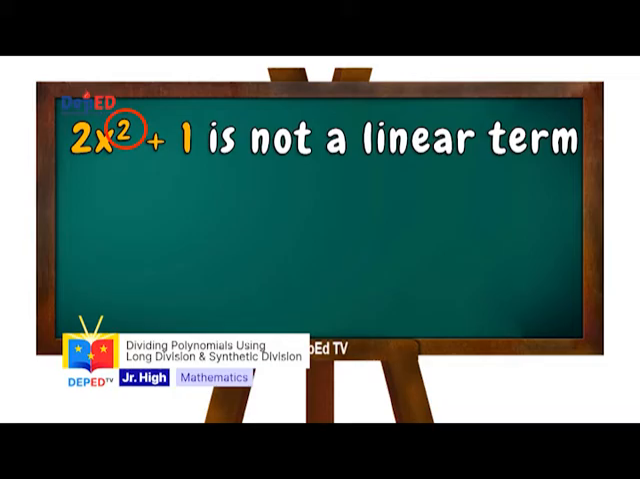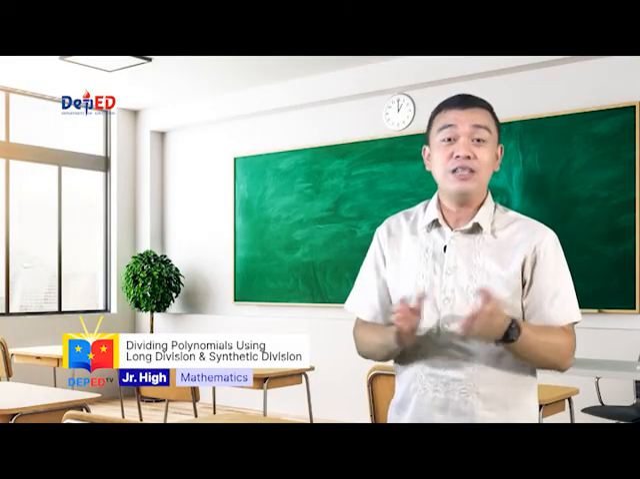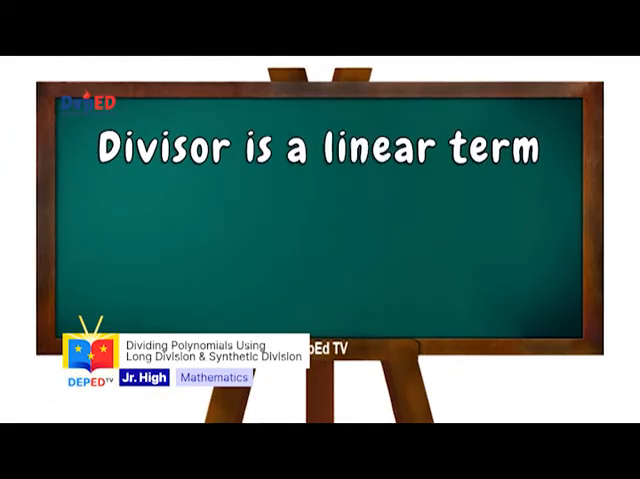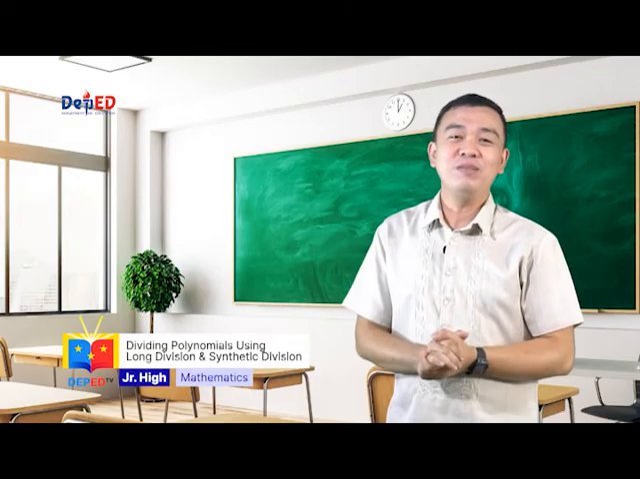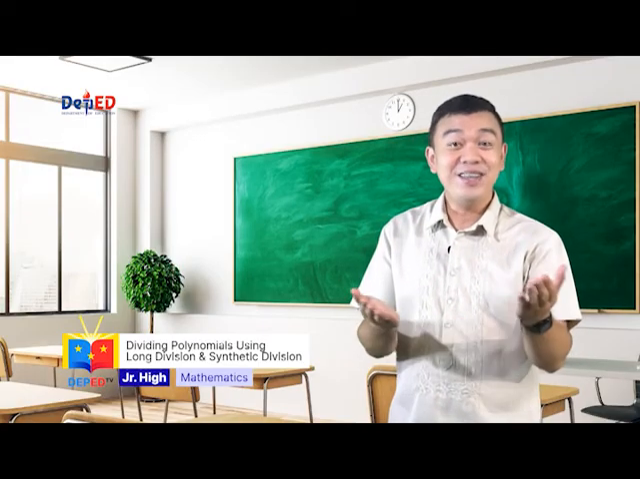Now, if you can see, the divisor 2x squared plus 1 is not a linear term, since it has 2 as the degree of the polynomial. Therefore, synthetic division cannot be used in this type of polynomial. Take note, synthetic division can only be used when the divisor is a linear term, such as x minus 1, x plus 2, 2x minus 5, etc. Let's have this problem to practice our skills in dividing polynomials using synthetic division. Do you want to give it a try? Well, let's do this together.